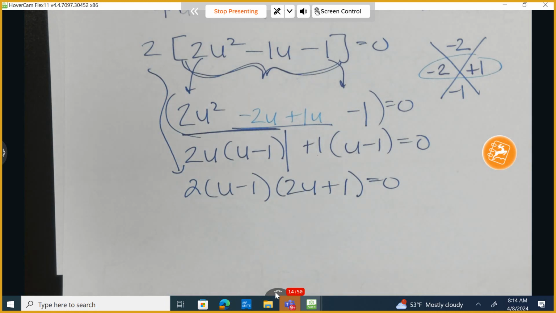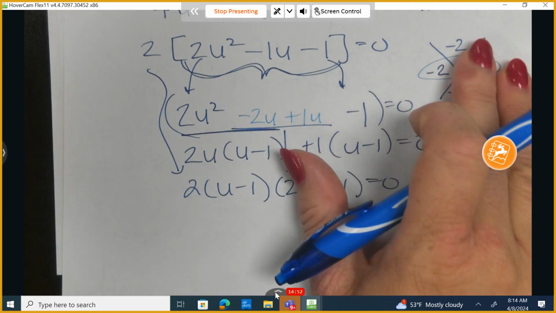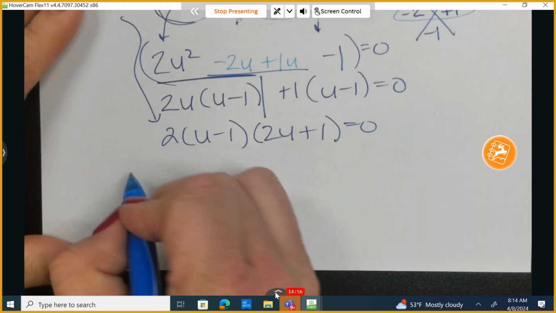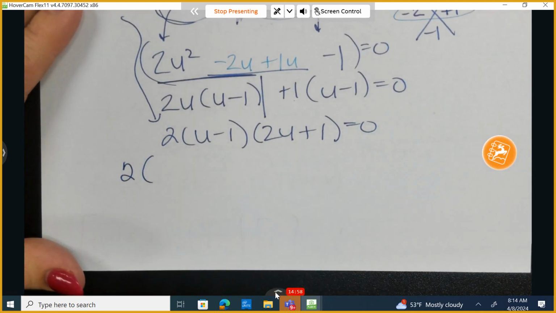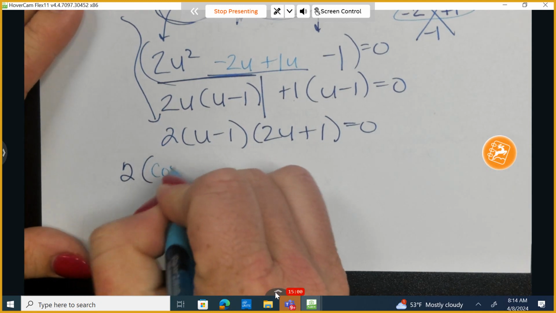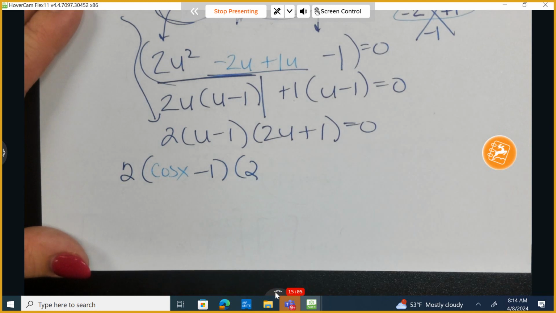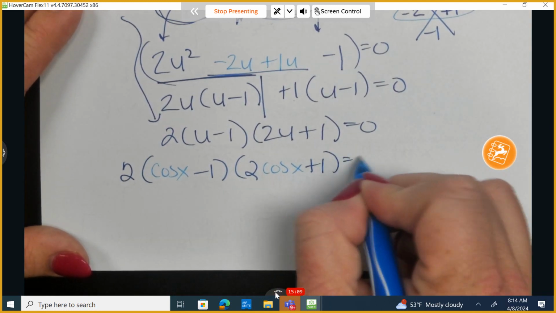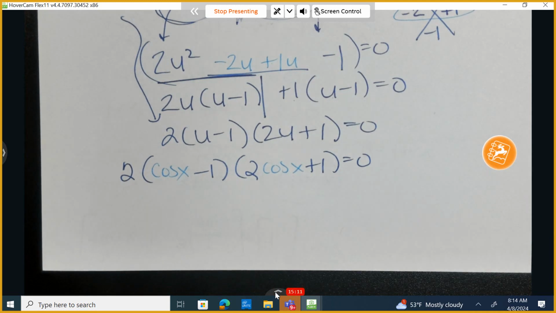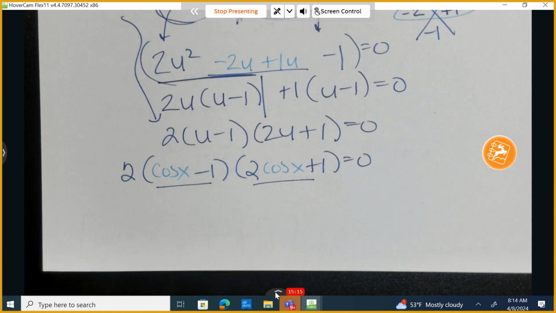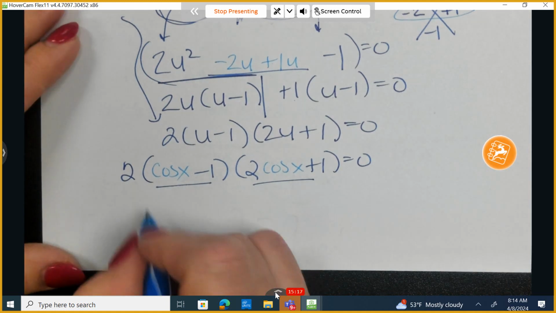Now I'm going to go back and I want to take out the u's. What is u actually equivalent to? U is equivalent to the cosine of x. So I'm going to write 2 times, and now I'm going to replace u with cosine of x minus 1, and 2 times the cosine of x plus 1 equals 0. And just like the last problem, we're going to take each one of these, set it equal to 0, and solve.